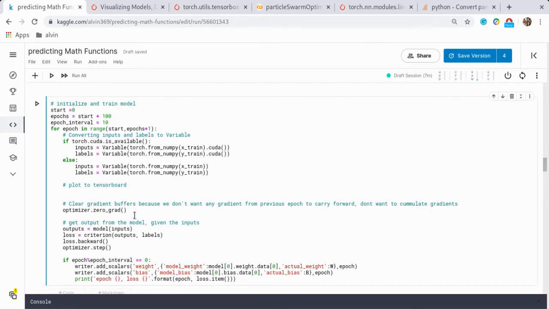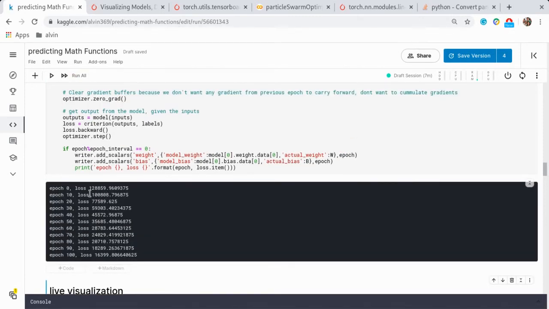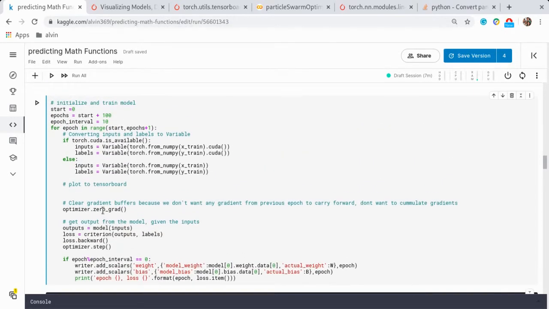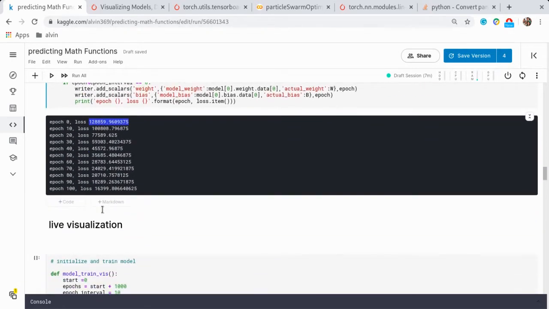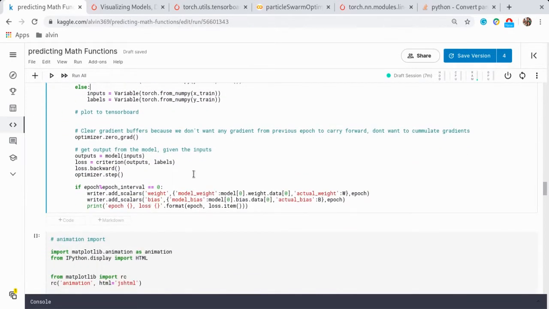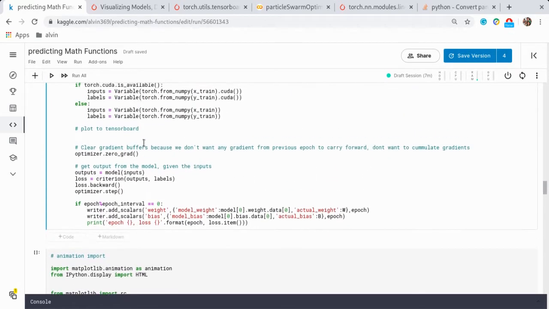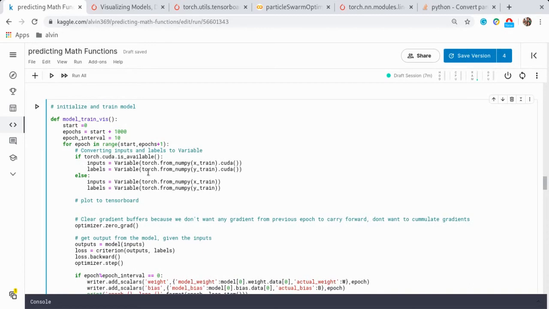At this point, we're going to train the model, and as you can see, it's a huge difference, and it's actually converging very well. So we can see that our model is learning, but the major part is the live visualization. Here I use matplotlib techniques and Jupyter notebook features, so we can see the model learning itself.